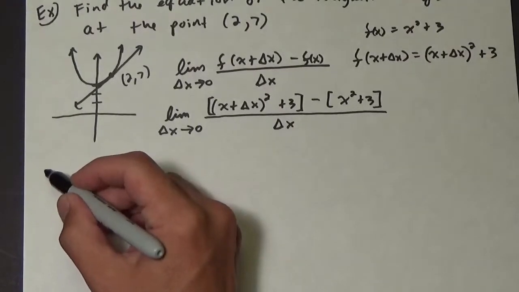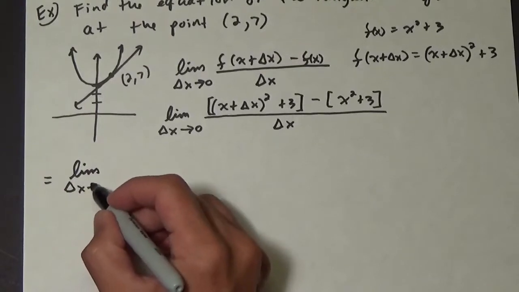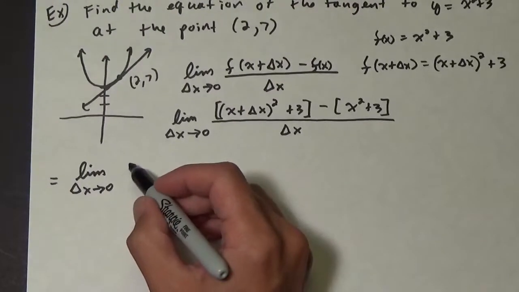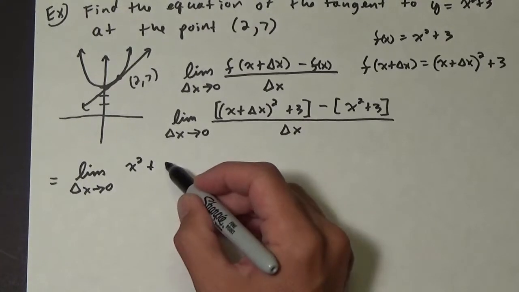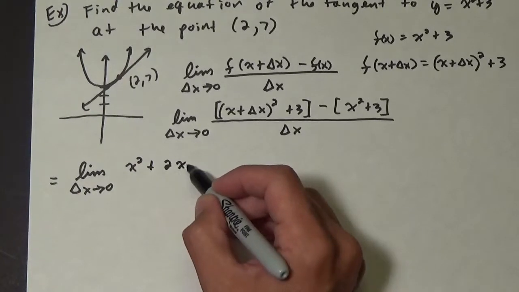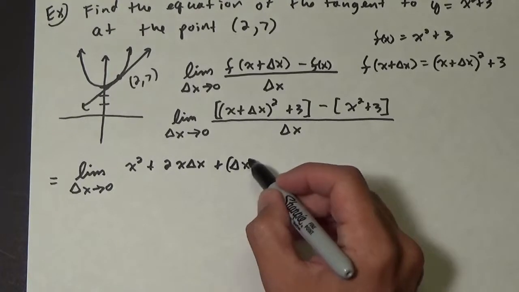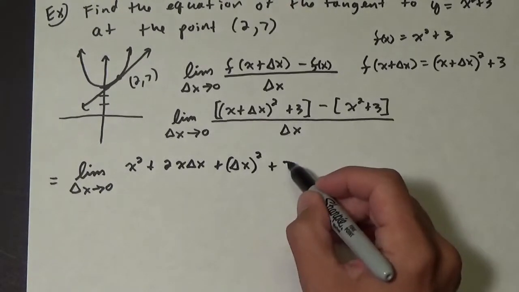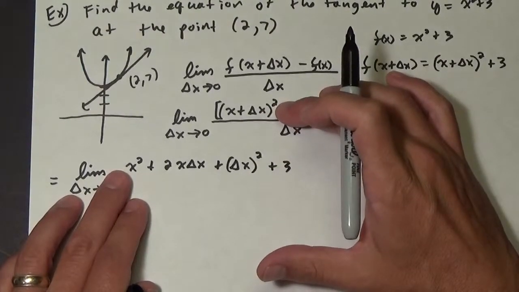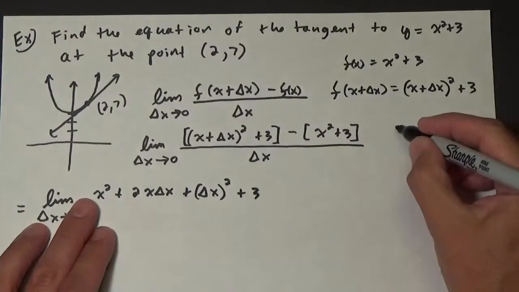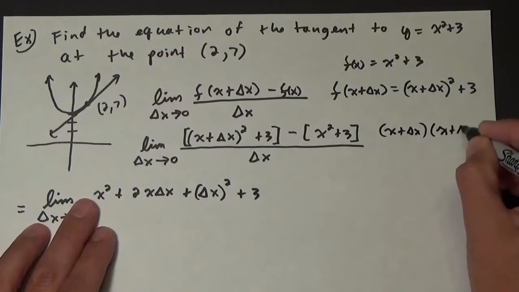So what we're going to get over here, I'm going to square that out. So we still have the limit as delta x approaches 0. And we're going to have x squared plus 2x delta x plus delta x squared plus 3. So this part here is just multiplying this binomial out. X plus delta x times x plus delta x. Right? Let me do that. X plus delta x times x plus delta x.